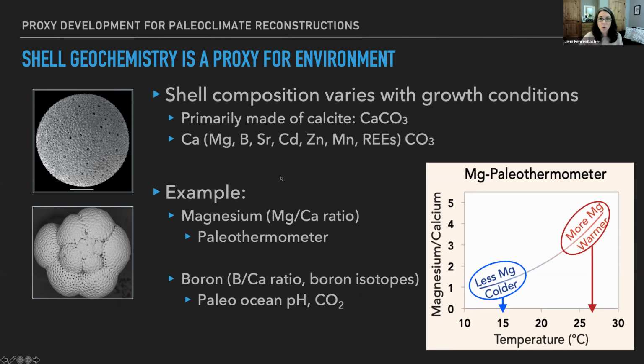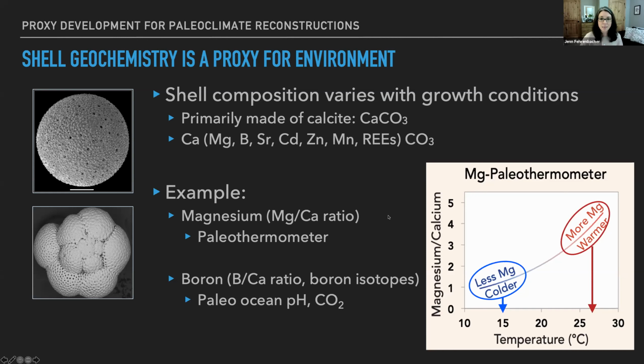The probably most widely used proxy for reconstructing temperature in the past, we actually call this a Paleothermometer, is to measure the magnesium-calcium ratio in planktic foram species. When they grow, the amount of magnesium that's incorporated into their shell varies with the temperature that they calcified at.